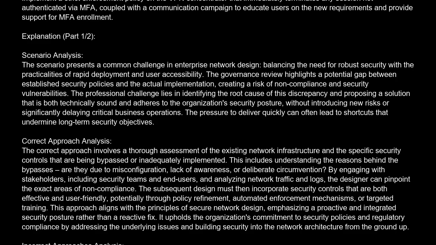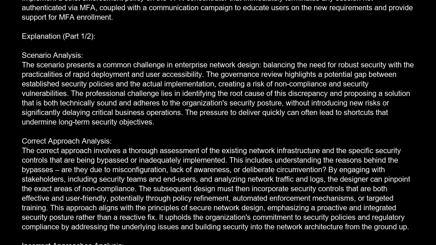The correct answer is A. Implement a strict enforcement policy on the VPN concentrator that immediately terminates any session not authenticated via MFA, coupled with a communication campaign to educate users on the new requirements and provide support for MFA enrollment.